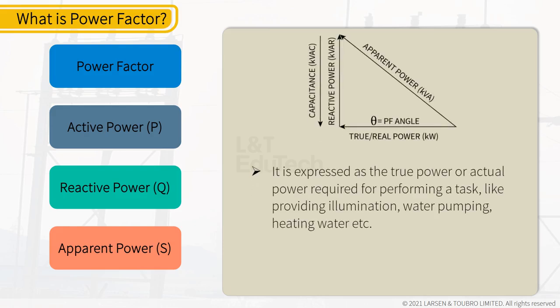Active power P is expressed as the true power or actual power required for performing a task like providing illumination, water pumping, heating water, etc. The unit of measurement is W (watt) or kW (kilowatt).